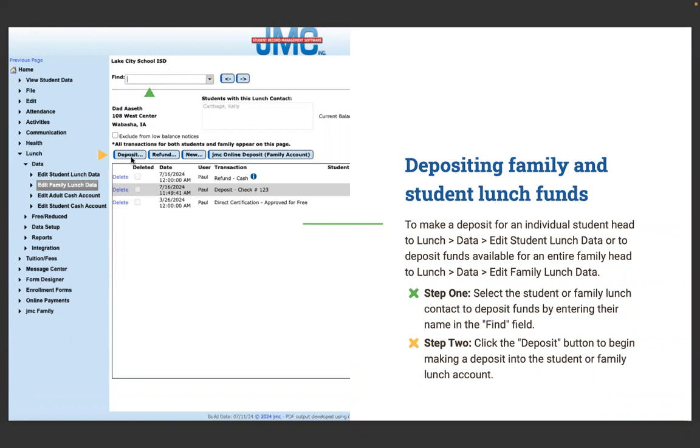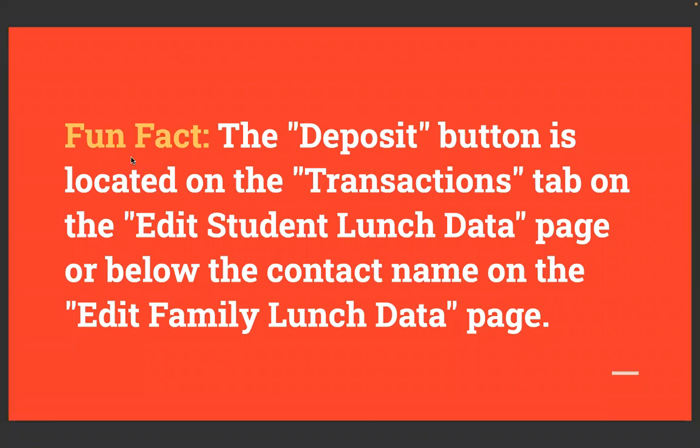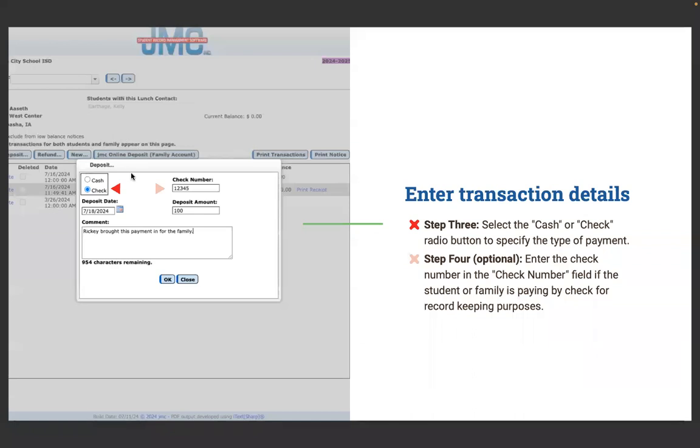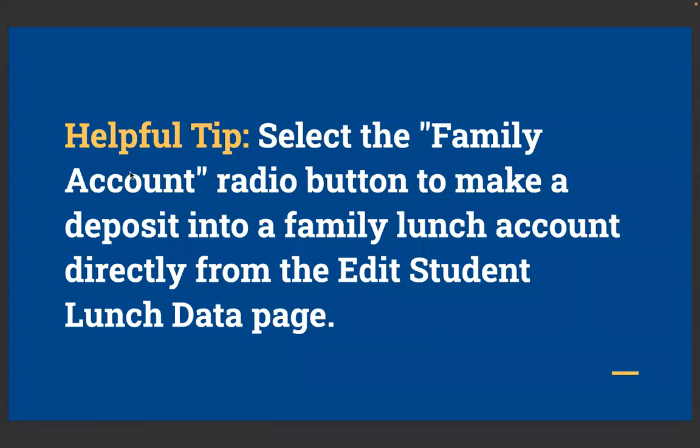We talked about this earlier, but just to run through this quickly, click that deposit button. Fun fact, the deposit button is located on the transactions tab on the edit student lunch data page or below the contact name on the edit family lunch data page. So it's roughly the same spot. Decide whether it's a cash or check payment. Step 4, optional, enter the check number if it is a check payment.